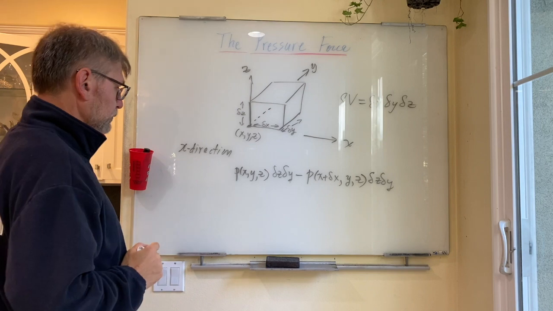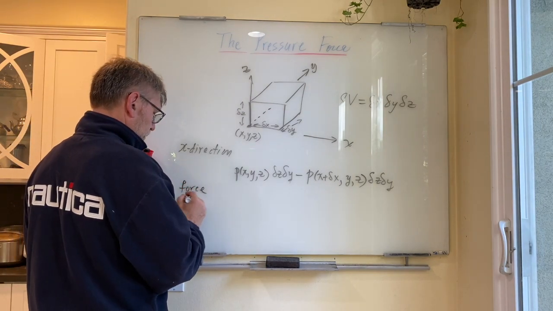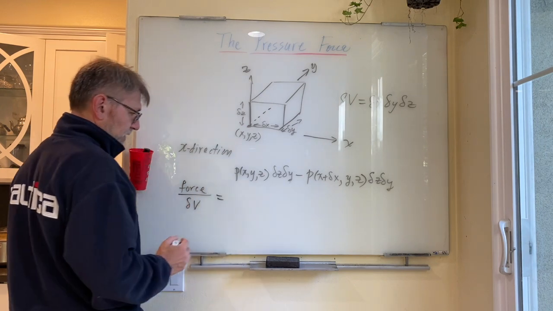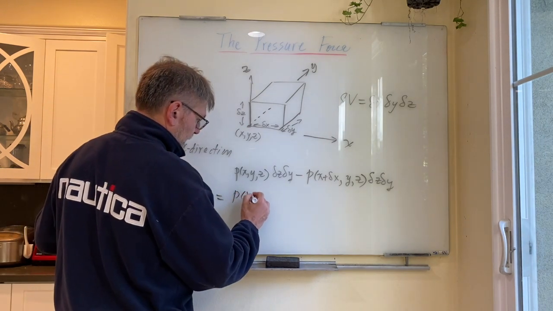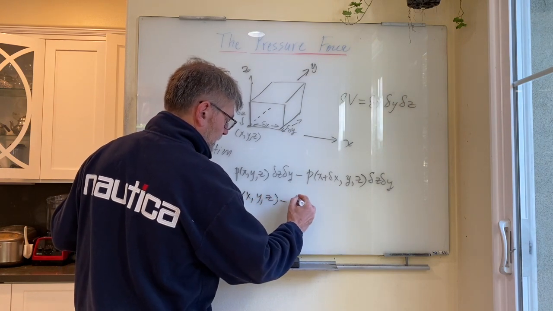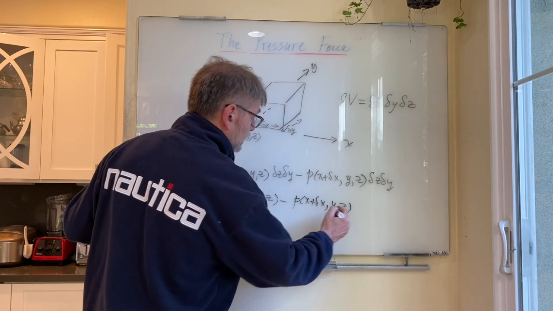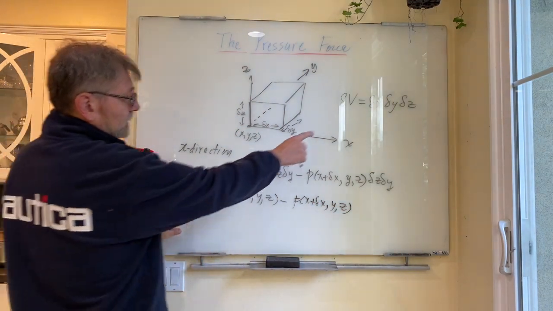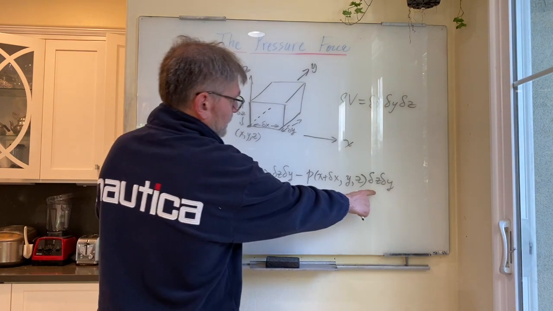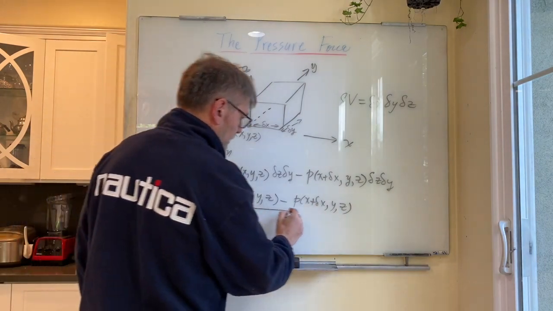So if I divide through, the force over delta V is going to be equal to p of x, y, and z minus p of x plus delta x, y, and z. So when I divide through by delta V, the delta z and the delta y will cancel from here and from here, but I'll be left with the delta x. Nothing cancels out, so I'll have it on the bottom, delta x.